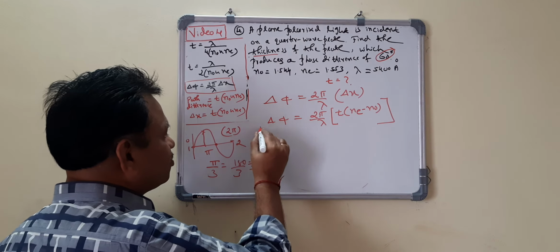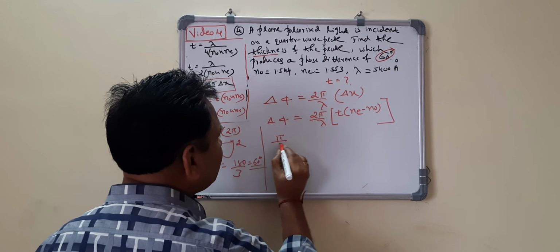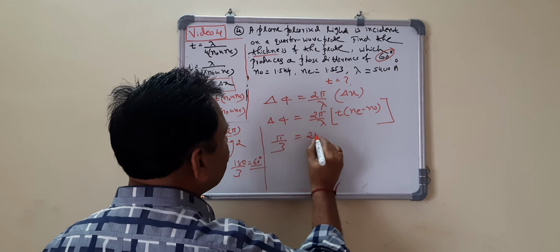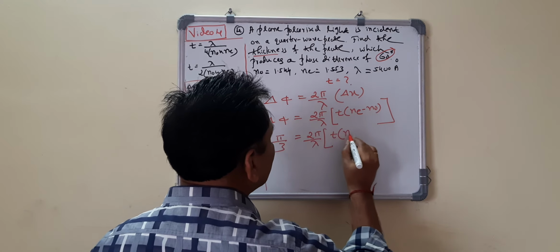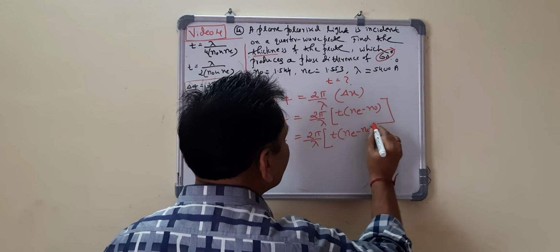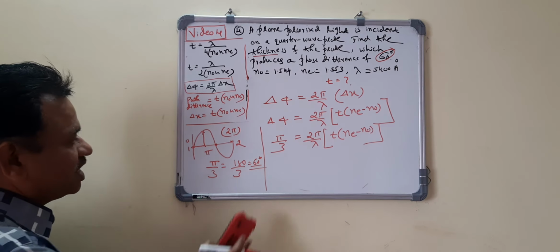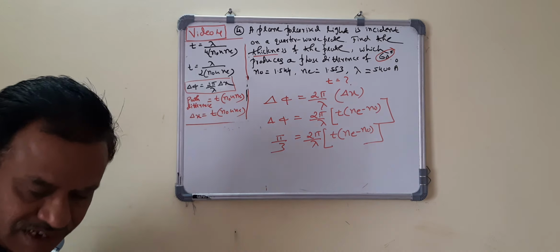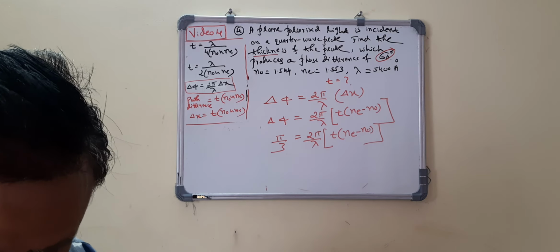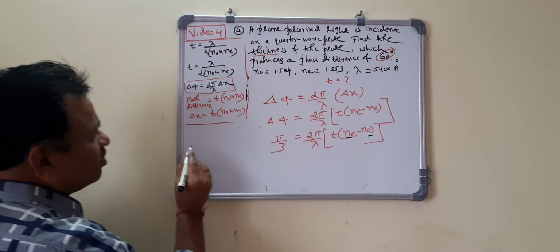Now I think you understood this. What is the phase difference here? Pi divided by 3 equals 2 pi by lambda into bracket T into NE minus NO. Okay, now I will delete it. You see, what is NE minus NO?